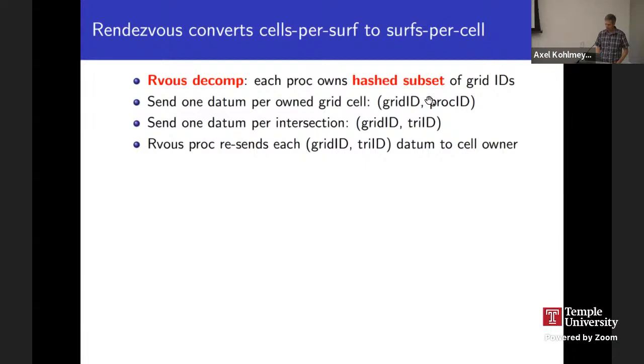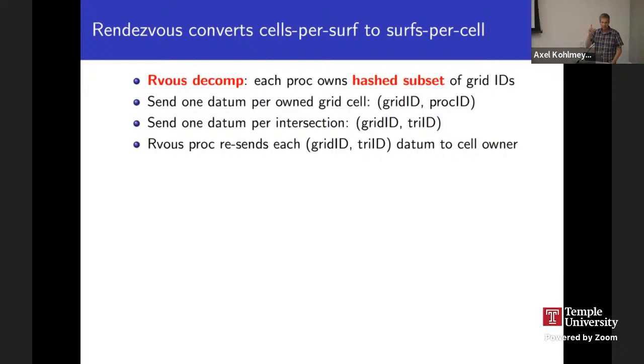Sorry, pointing to the screen. But then from the triangle, for each triangle, you have a list of grid cell IDs that intersect it. Chop that up into little datums. You send the grid ID and the triangle ID for that intersection. So now the rendezvous processor takes all the datums it gets and sends back to the owner of the processor that owns the grid cell ID that triangle ID. So that processor receives the list of 5 triangles that intersected it, and it can store it right where it needs to store.